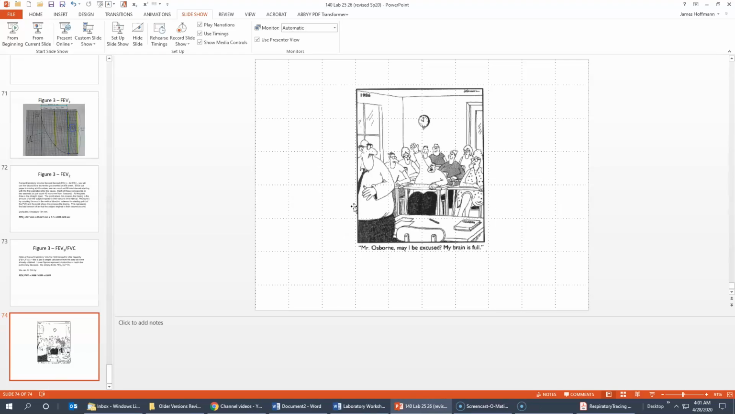So that's the respiratory ones. And just like many of you are feeling, here's one of the more famous classroom Far Sides, where the kid's asking Mr. Osborne if he can be excused because his brain is full. I'm sure many of you are probably feeling that right now.